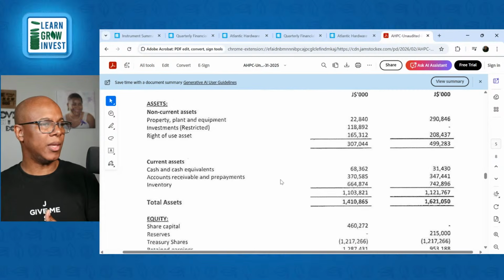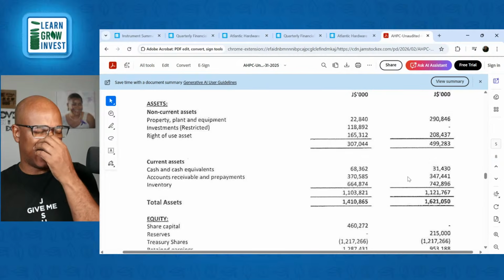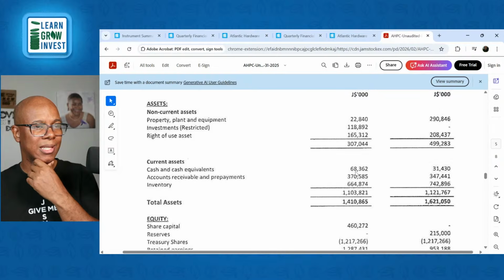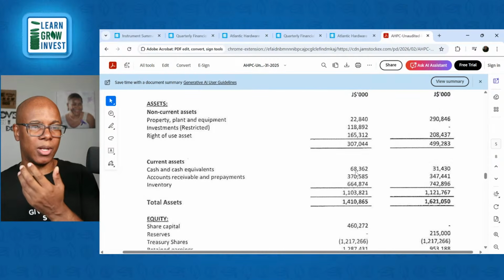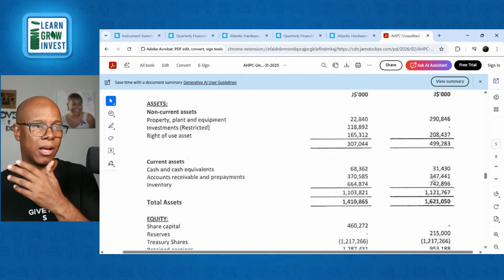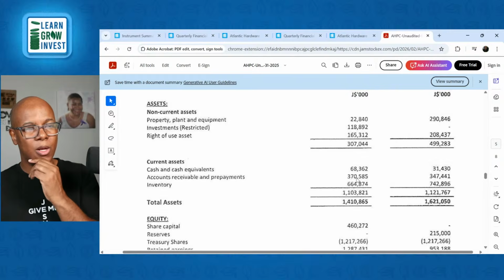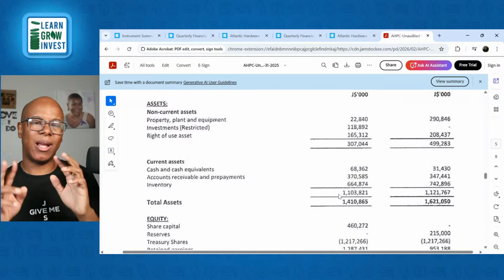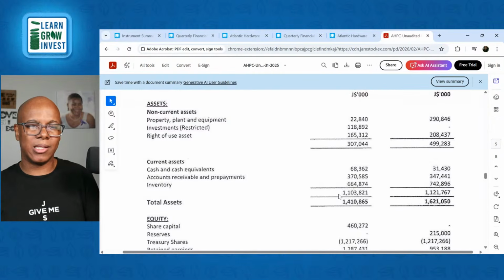And then we have the current assets now. So their cash would have grown from 31 million to 68 million. So the cash pretty much more than doubled. We have accounts receivable and prepayments increased by about 23 million. Now, this is a number that you typically want to watch for companies, especially I use smaller relative here because they are a junior market company.